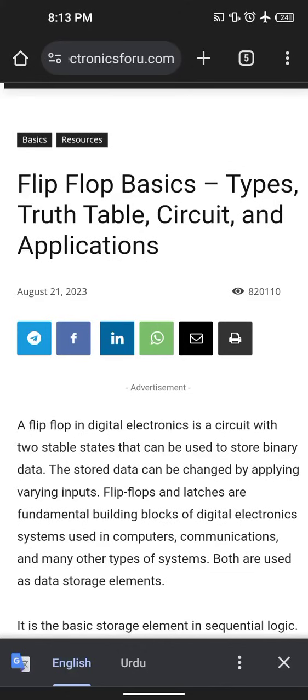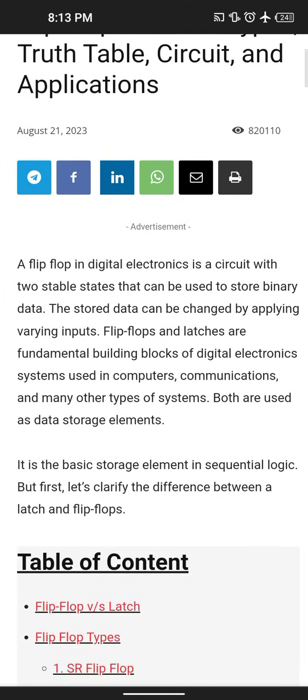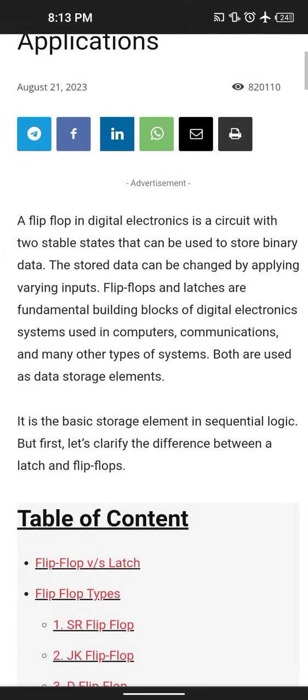In this lecture, we will discuss flip-flop basic types, truth tables, circuits, and applications. A flip-flop in digital electronics is a circuit with two stable states that can be used to store binary data. The stored data can be changed by applying varying inputs.